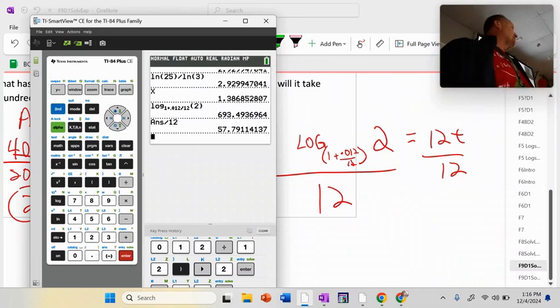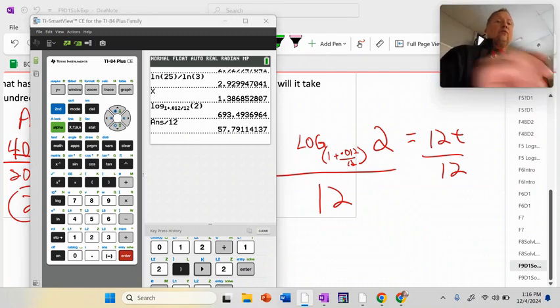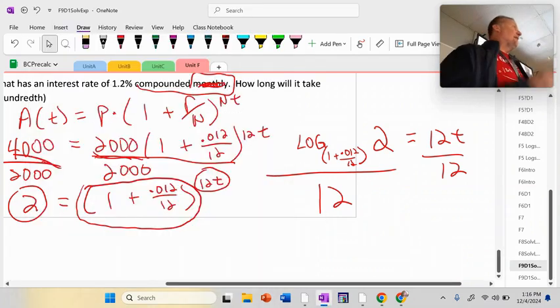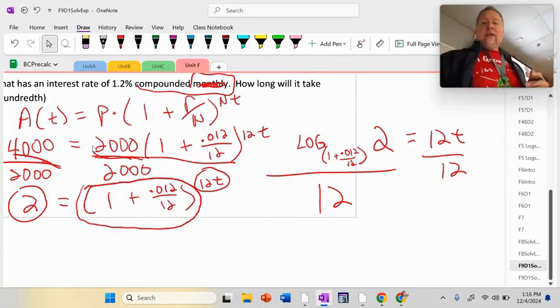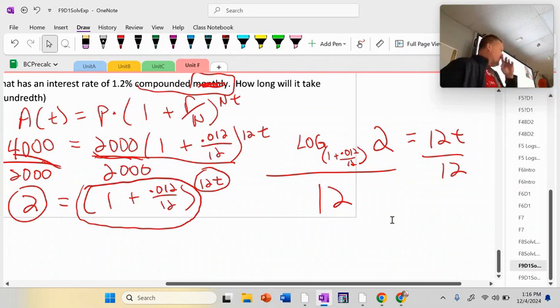57.79 years. Why does it take that long? It's because the percent is awful. Sorry, buddy in the back, but I bet your percent's even worse in your savings account right now. He doesn't know. It's the way interest rates are working. The savings accounts are really, really bad on interest.